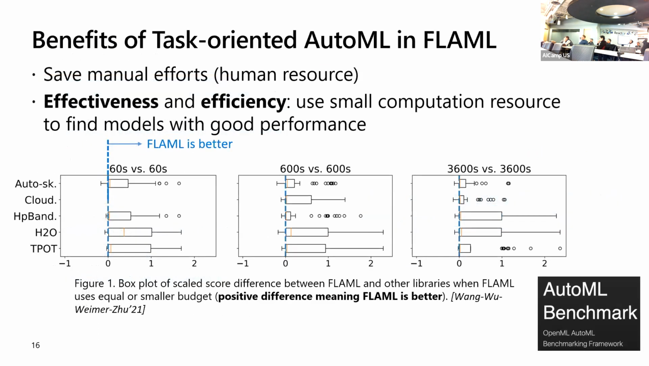There are mainly 3 benefits of task-oriented AutoML. First, it can save manual efforts, including both the coding effort, like engineering effort, and the effort in manual repetitive tuning. And second, you can use small computational resources to find models with good performance. Extensive evaluation on the AutoML benchmark also verified the performance advantage of FLAML. These box plots show the performance difference between FLAML and several other libraries under different resource budgets. A positive value means that FLAML is better than the comparative alternative.